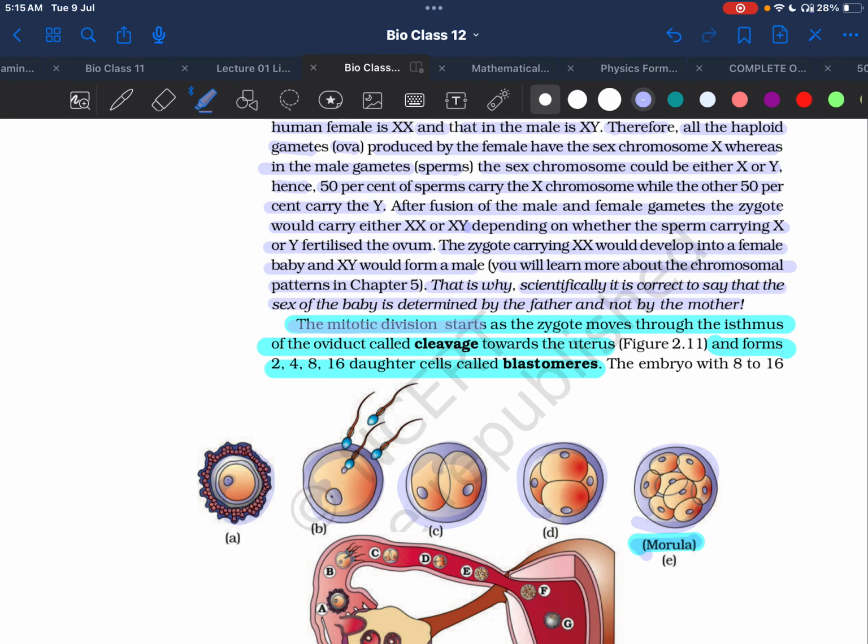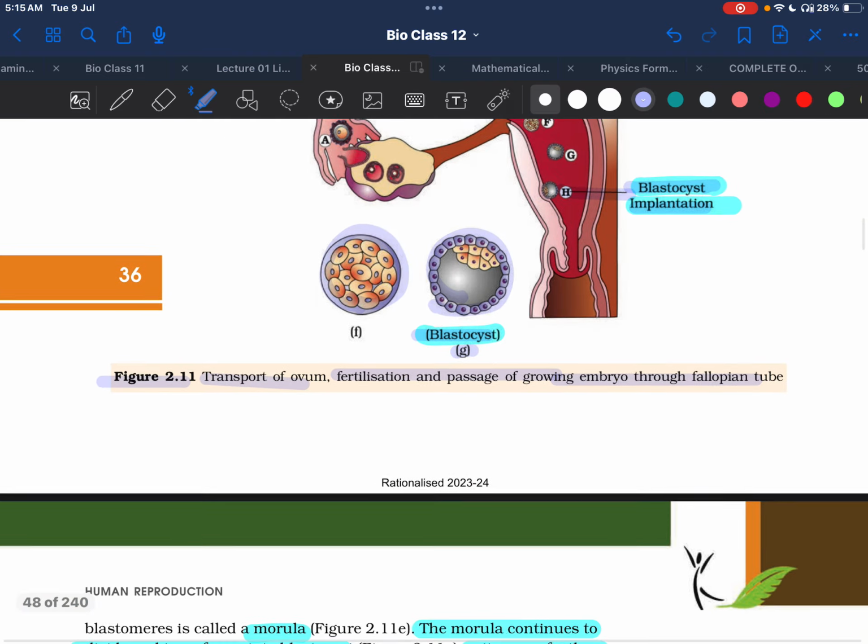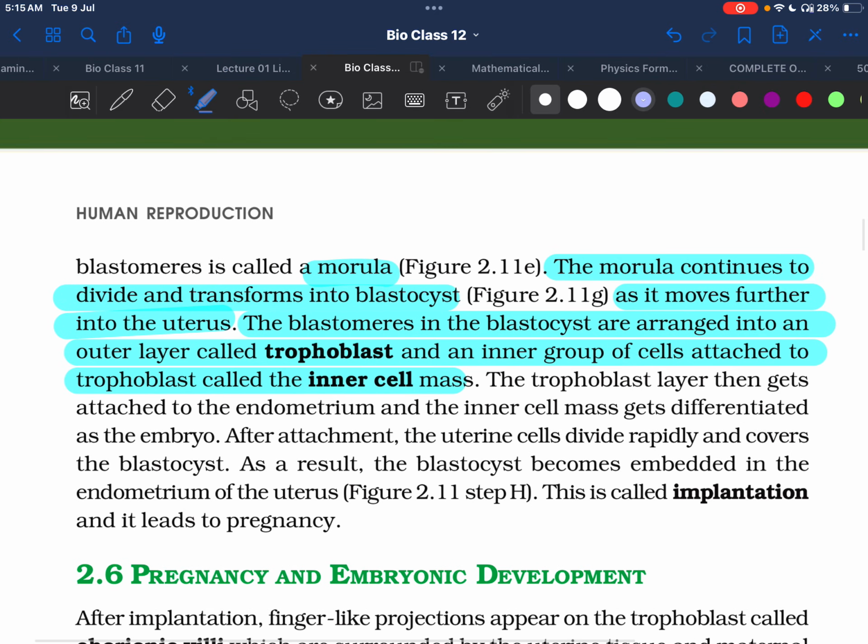The mitotic division, called cleavage, starts as the zygote moves through the isthmus of the oviduct towards the uterus and forms 2, 4, 8, 16 daughter cells called blastomeres. The embryo with 8 to 16 blastomeres is called a morula. The morula continues to divide and transforms into a blastocyst as it moves further into the uterus. The blastomeres in the blastocyst are arranged into an outer layer called trophoblast and an inner group of cells attached to the trophoblast called the inner cell mass.